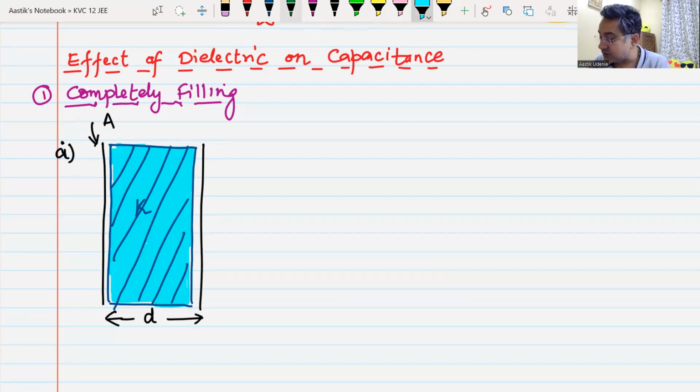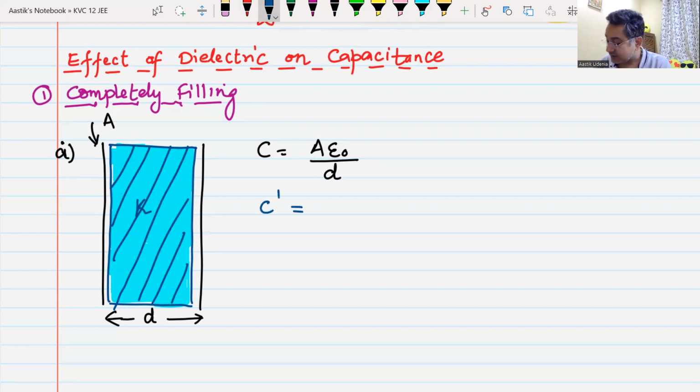If I call the original capacitance, the black one, A epsilon naught by D, that is the original capacitance of this capacitor without the dielectric. Now I've pushed the dielectric inside this capacitor. The new capacitance C dash becomes K times A epsilon naught by D. The capacitance becomes K times, and that is why this dielectric becomes such an important tool.